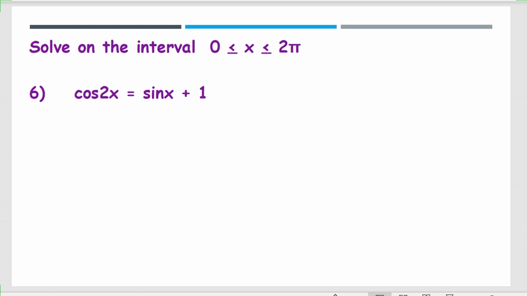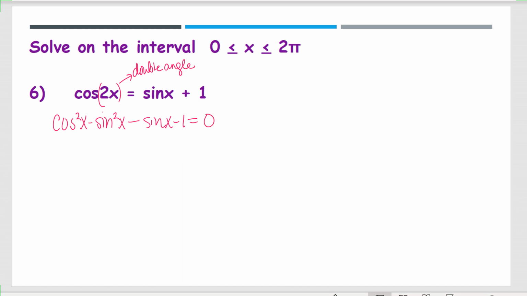Cosine of 2x equals sine of x plus 1. That's right. That first term, cosine of 2x, is a double angle. Okay, we are going to replace cosine of 2x with cosine squared of x minus sine squared of x. And then I'm going to go ahead and set everything equal to 0. So I'm going to subtract sine of x and subtract 1. I'm probably going to have to do that anyways.